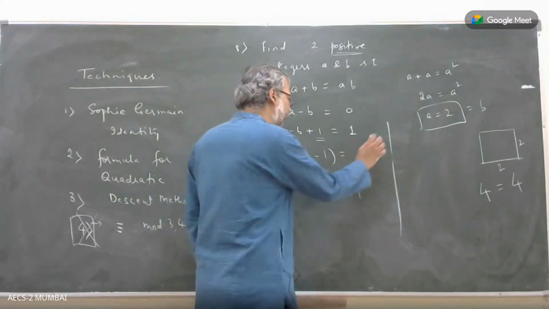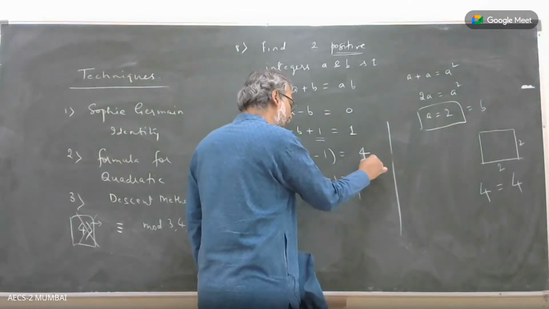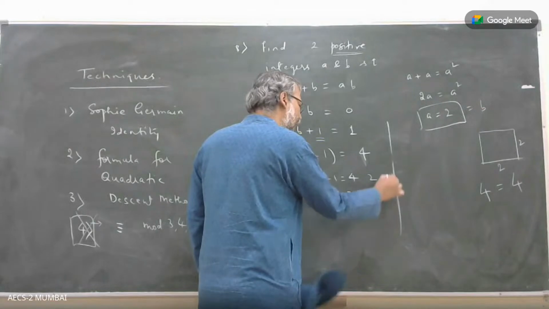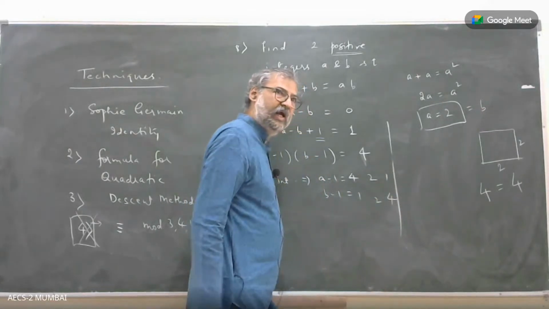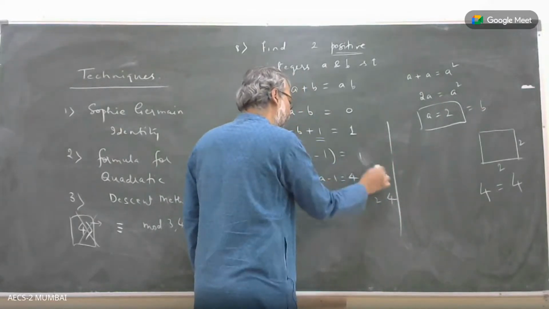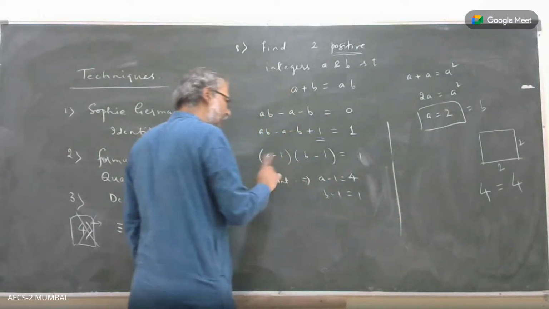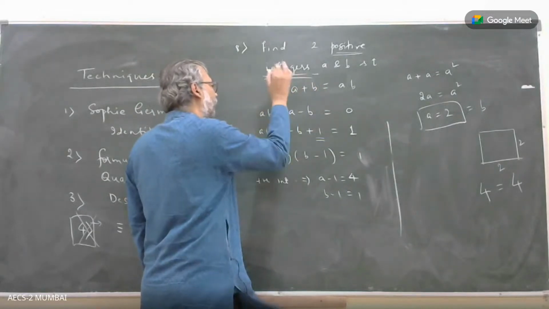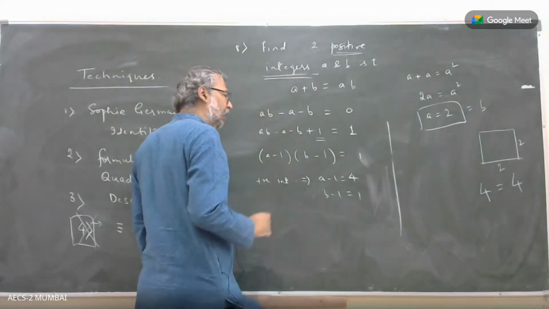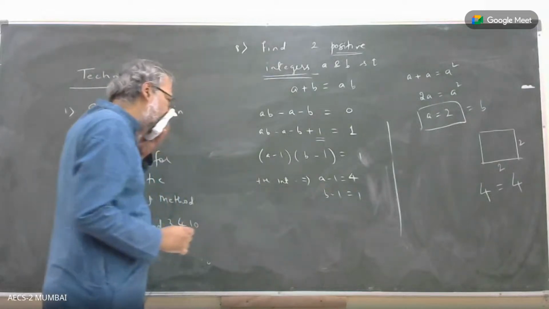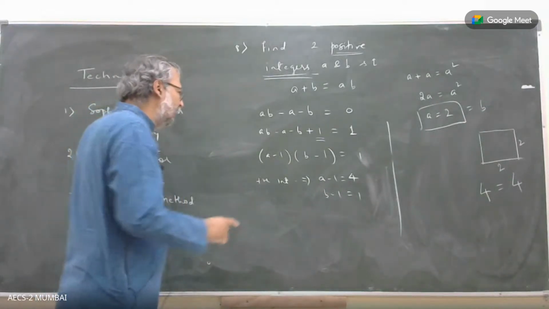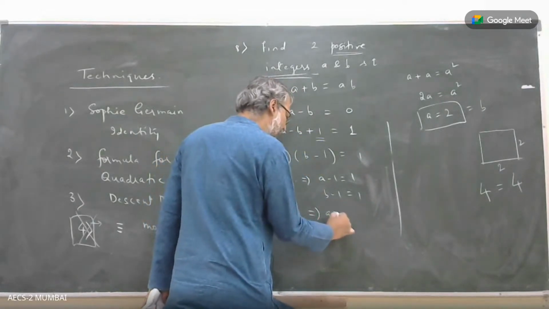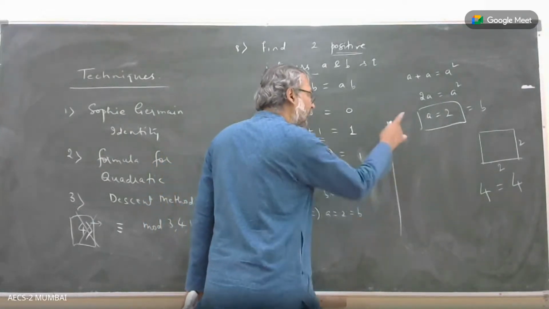Suppose instead of 1, there would have been 4. I get different cases: this is 4, this is 1, or this is 2, this is 2, or this is 1, this is 4. But in this case, it's only 1. So only the case where the product of two integers is 1. Note that we are focusing on the part that they are integers. So I get A minus 1 is 1, B minus 1 is 1, which again gives A equals B equals 2. That is the solution.